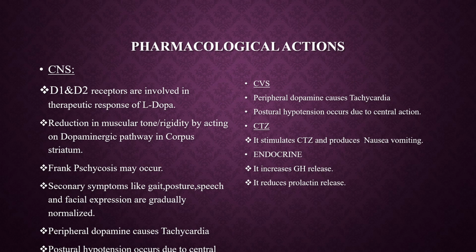The third one is CTZ. CTZ is the chemoreceptor trigger zone. Dopamine stimulates the CTZ and it produces nausea, vomiting, and other adverse drug reactions. The last one is the endocrine system. It increases growth hormone release and it also reduces prolactin release. So these are the important pharmacological actions of L-dopa.